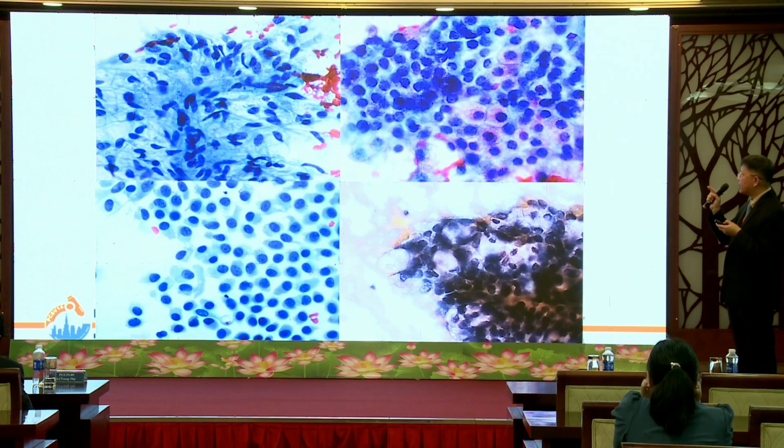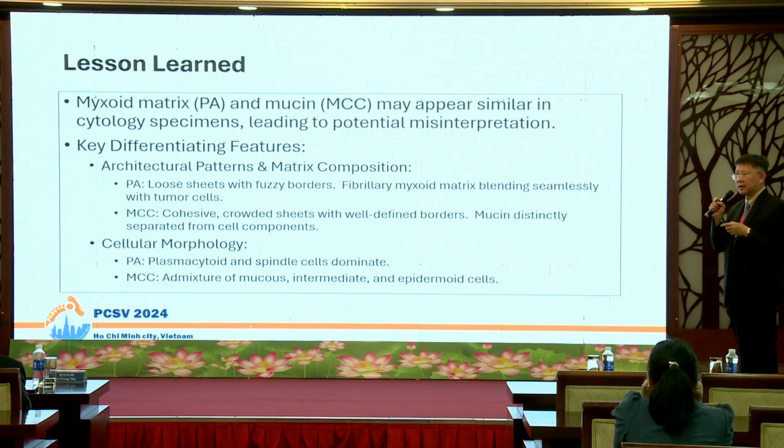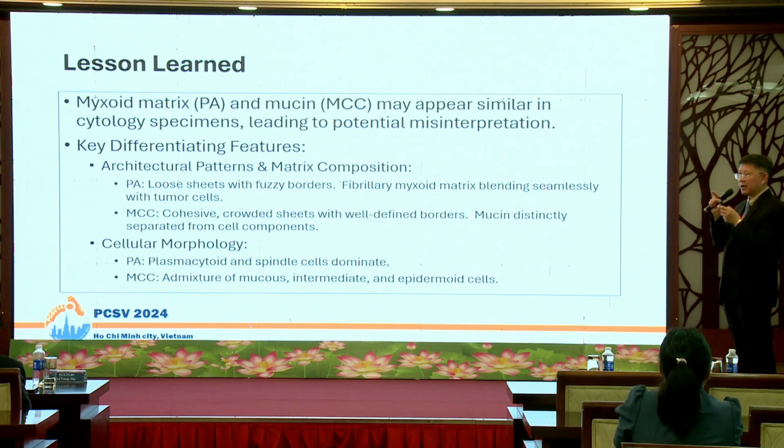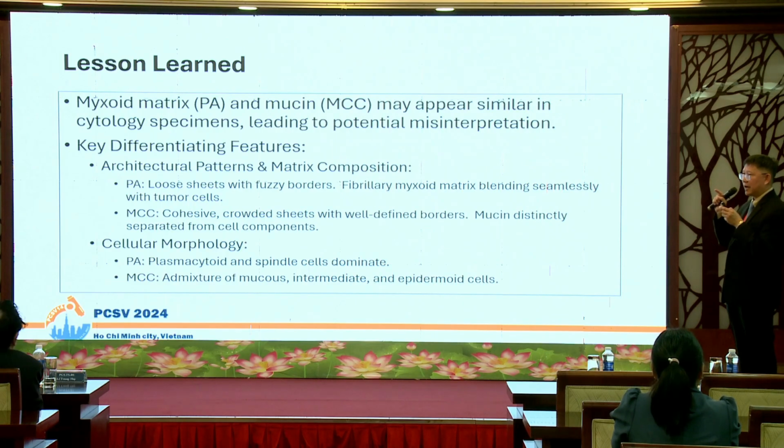On the left side, pleomorphic adenoma, you see spindle-shaped, plasmacytoid, loosely cohesive cells. While for mucoepidermoid carcinoma, they look more cohesive, with a polygonal shape, sharp borders, and a mixture of different kinds of cells. Okay, so this is the lesson learned. You should look carefully at the cell arrangement and use the features I showed you previously to distinguish between pleomorphic adenoma and mucoepidermoid carcinoma.